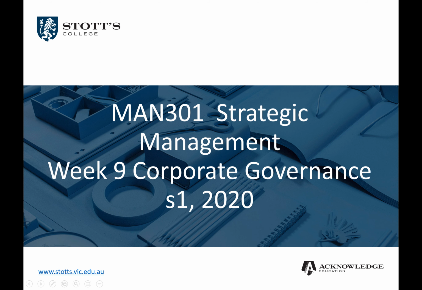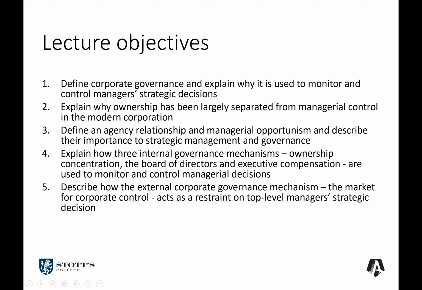So what are we going to do in this module? Well, on successful completion of this module, you'll be able to define corporate governance and explain why it is used to monitor and control managers' strategic decisions, explain how ownership has been largely separated from managerial control in the modern corporation, define an agency relationship and the managerial opportunism that can arise, and describe their importance to strategic management and governance. And then we're going to look at the mechanisms of control in objectives 3 and 4.